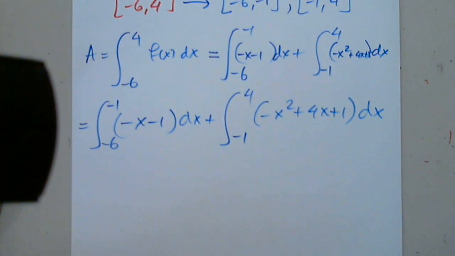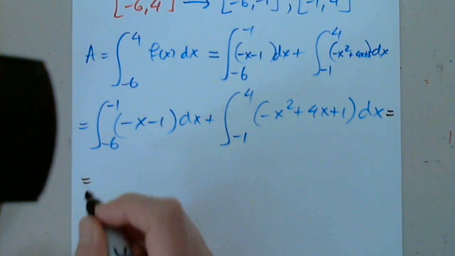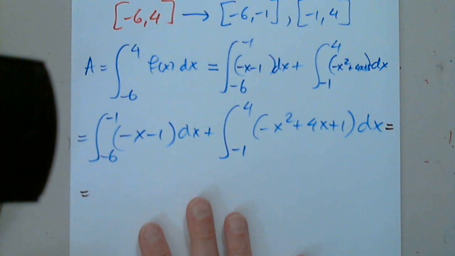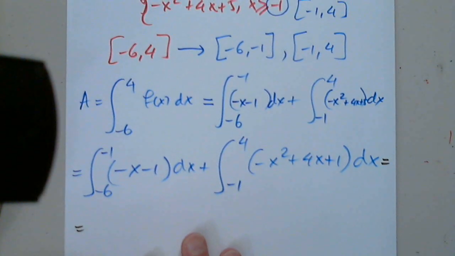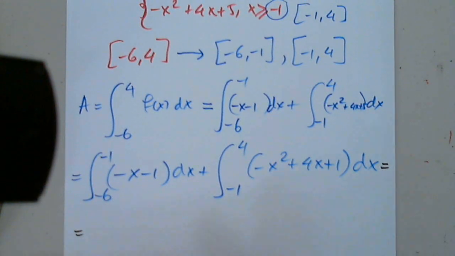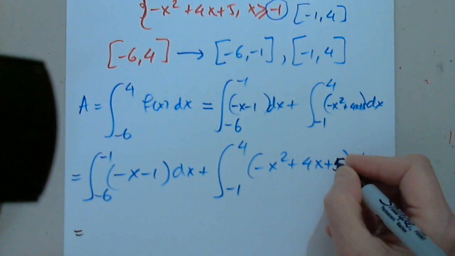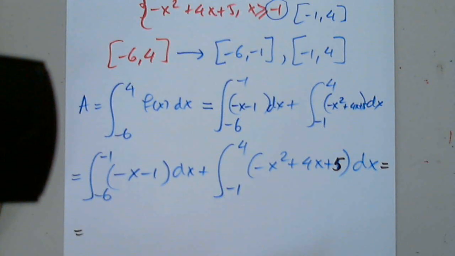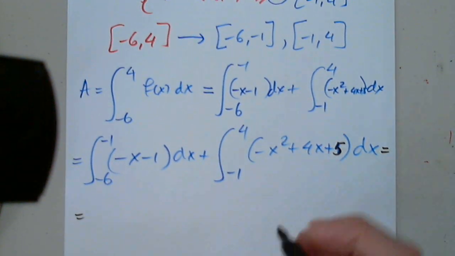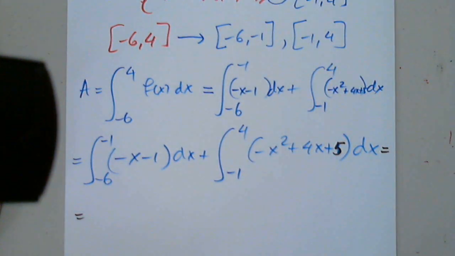Okay then, so. Excuse me? Yes? I think you miswrote the end of negative 1 to 4. Isn't it negative x squared plus 4x plus 5? I do that a lot. Thank you. My apologies. No problem. Yes, it was 5 and I wrote 1.